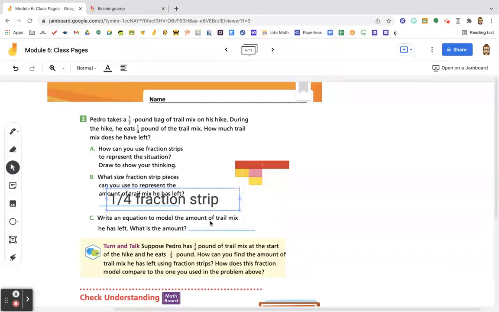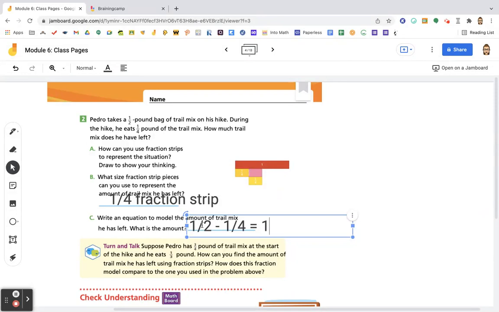It says, write an equation to model the amount of trail mix he has left. What is the amount? So we would have 1/2 minus 1/4, and we found that it equaled 1/4. So that is 1/4 pound.